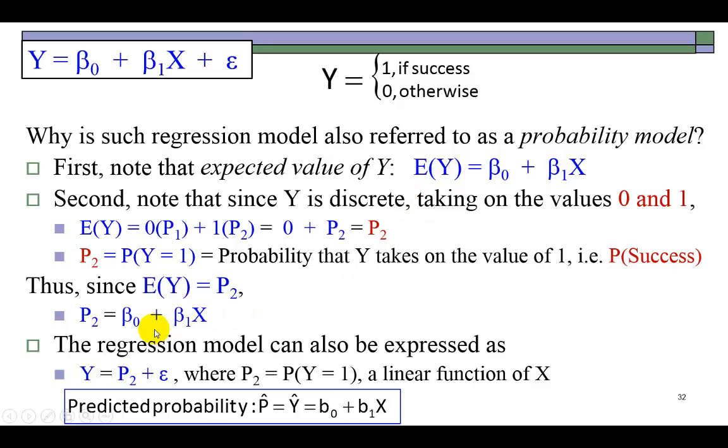And you could even express this regression model right up here to be equal to P2 plus the error term, since P2 is equal to this term. So as you can see, therefore, with this expression, P2 is a linear function of the explanatory variables. And in a two-variable model, the predicted probability would be so calculated. It would be the intercept term plus b1 multiplied by whatever value of x that you are including in your forecast.